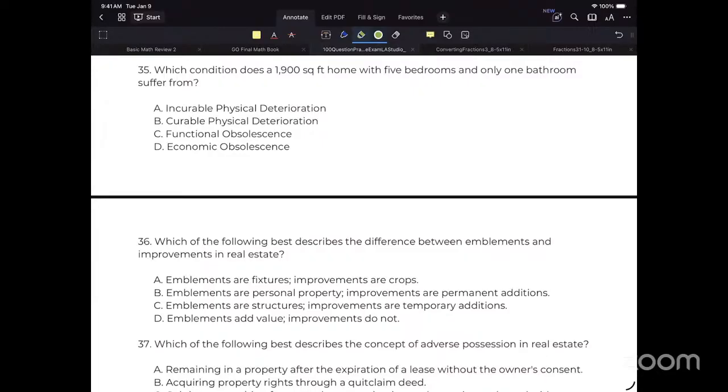All right. Well, I know economic obsolescence is not the answer. We know you lose value from something outside of the property. So maybe you're near a Walmart. Maybe the air is smelly because you live near a factory. Something about the surrounding area that makes this property lose value. That would be economic obsolescence, and that's not what we're talking about.